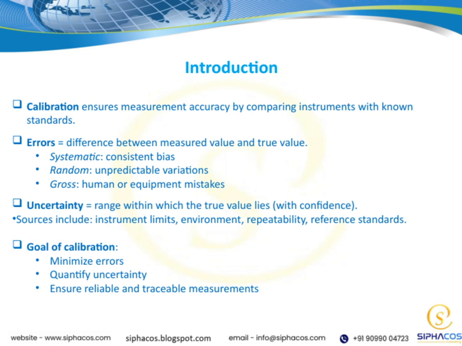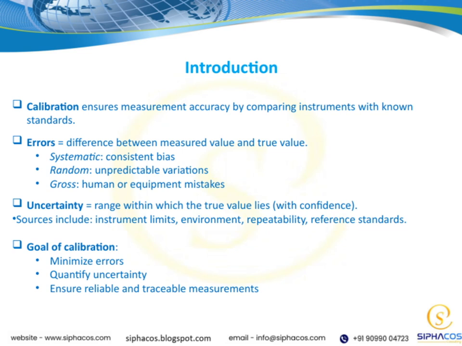Systematic errors, for example, are consistent biases that can skew results in a particular direction. Random errors, on the other hand, are unpredictable fluctuations that happen due to various minor factors. And then there are gross errors, which are often human mistakes or equipment malfunctions, things we want to catch and correct quickly. Next, let's talk about uncertainty.